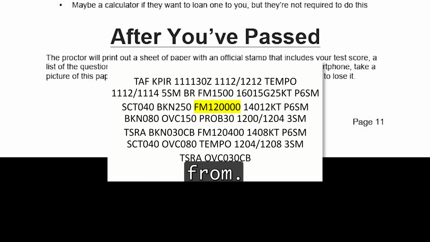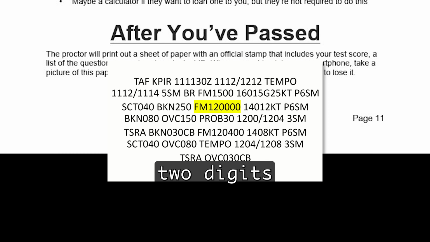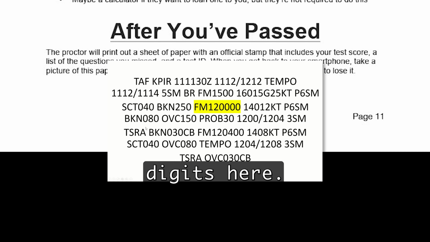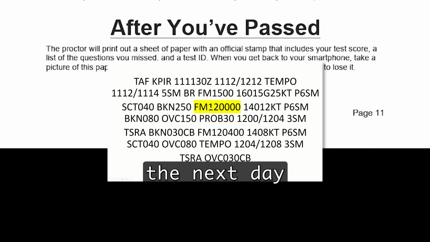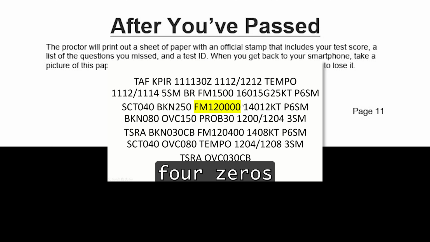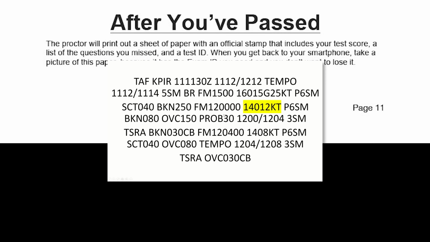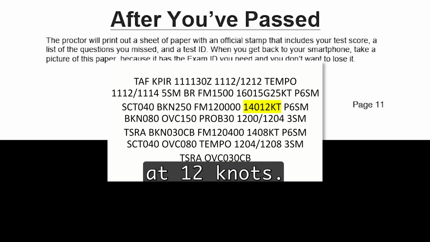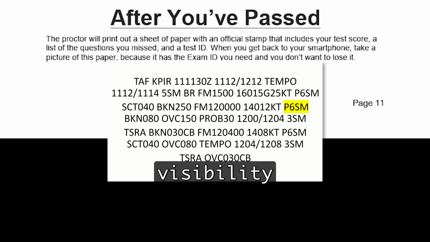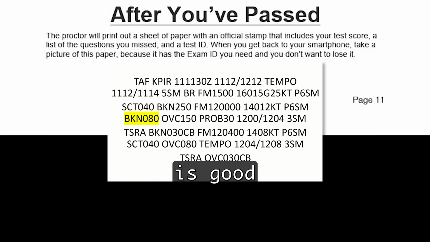Now, FM, that means from. So again, we're indicating a different period of time. We have 6 digits here, so we know the first 2 digits indicate the day of the month. So this is the next day, 12 o'clock at midnight. 4 zeros means midnight. KT indicates that it's wind speed, right? 140 degrees at 12 knots. Our visibility, 6 statute miles. The P in there indicates that everything is good.